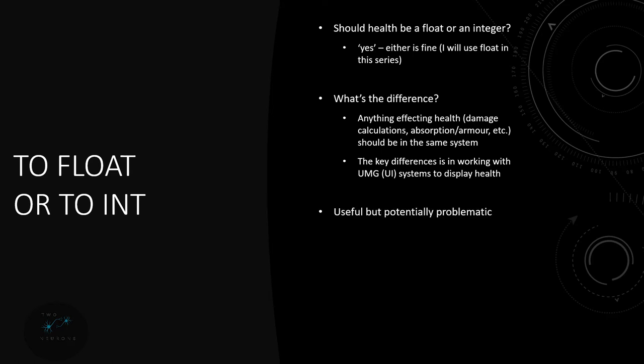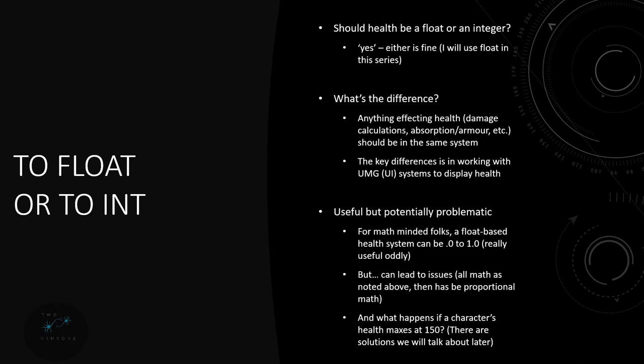Now, that said, for those of you who like floats and are really kind of math-minded, there is something that's useful you can do with a float that you can't with an integer that is potentially problematic. So instead of using a 0 to 100 system with an integer or a float, for the math-minded folks out there, you can use a proportion-based system of 0.0 to 1. Now, for those of you who don't understand what I'm talking about, feel free to tune out for the next couple of moments. It isn't a big deal, is what I'm getting at here. This proportion system is really useful if you understand how to work with proportions. It actually makes working with the UMG oddly easier, but it leads to a problem.